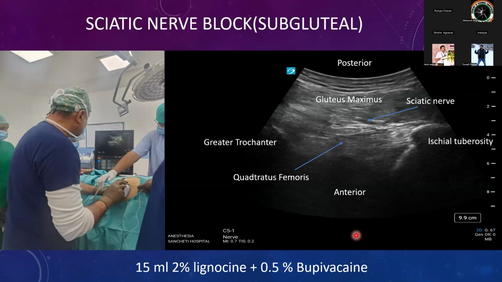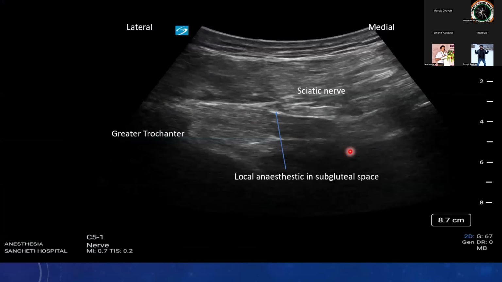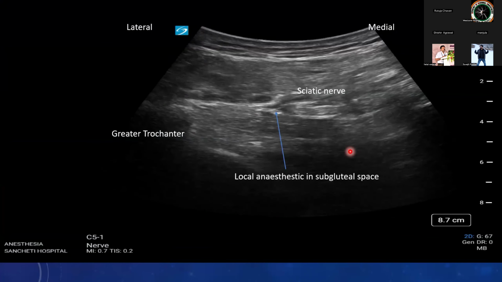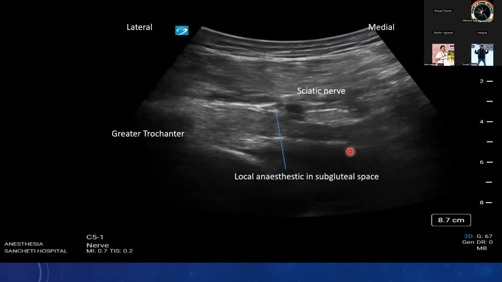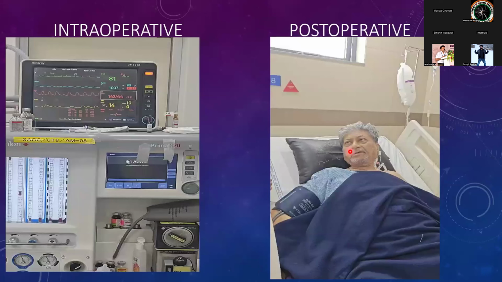For the sciatic nerve block, we gave a subgluteal sciatic nerve block. We can see that the sciatic nerve lies between the gluteus maximus and quadratus femoris. So this is the local anesthetic being administered in the subgluteal space. So this was the intraoperative period.